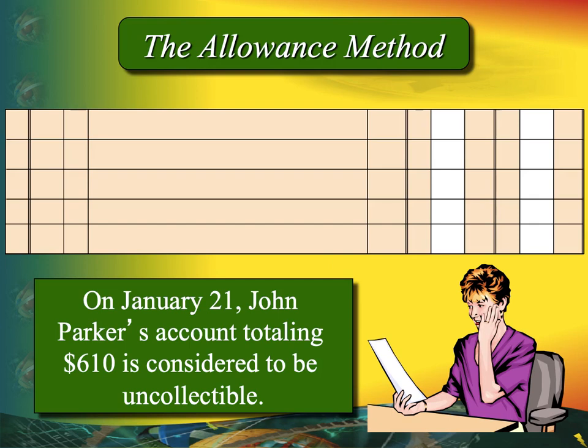Okay, let's start with the example starting on January 21st. John Parker's account totaling $610 is considered to be uncollectible. When it's considered to be uncollectible, it means in the real transaction, this amount cannot be collected. So they have to write off this balance. How to write it off?